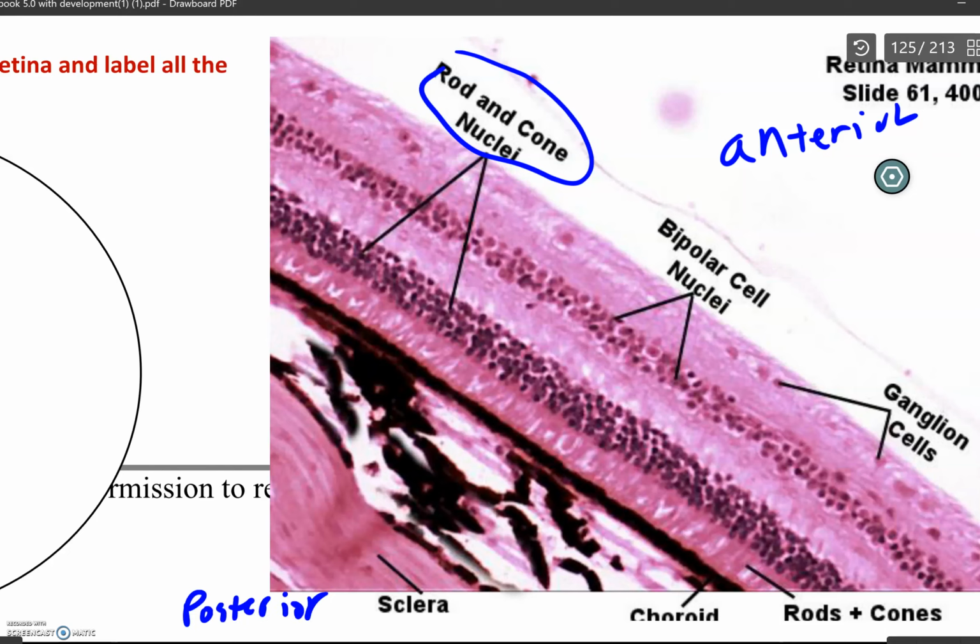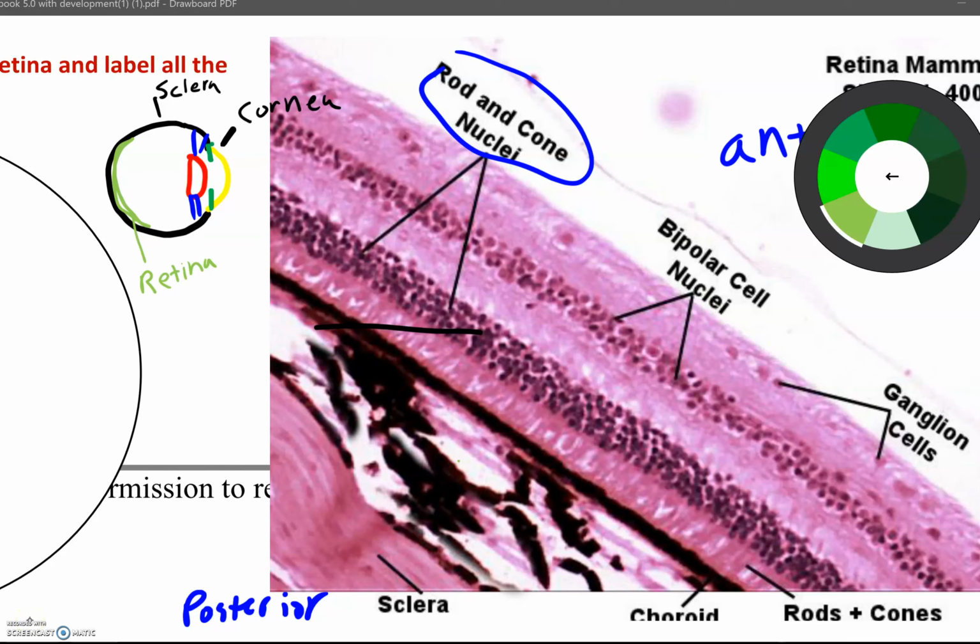So I'm going to draw an eye. So here's the eye. There's the cornea. Here's our iris, our lens, our ciliary body. And we have our retina back here. And we have the sclera, that's the outside part of the eye. What we did is basically took a little picture of this retina, and we can see it over here.